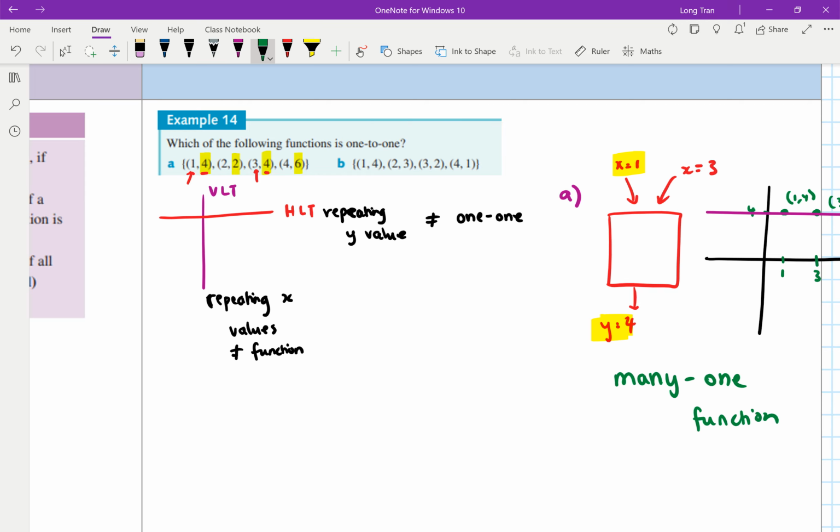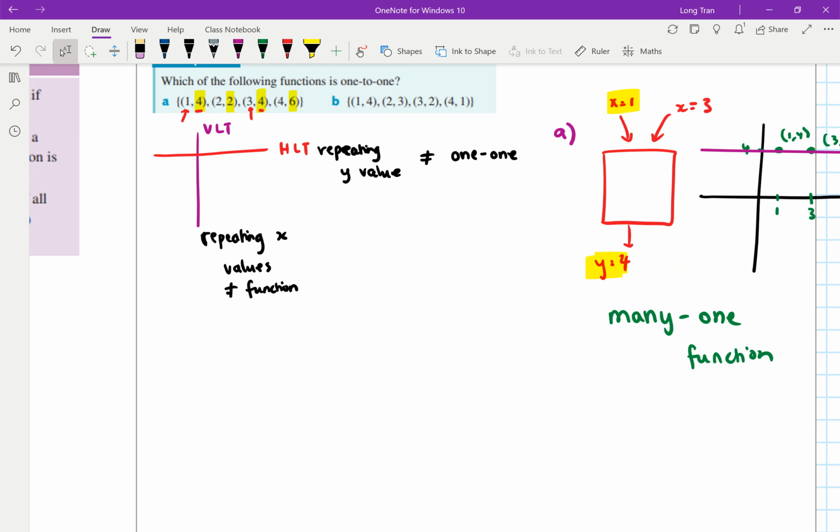Okay, and then I look at B. Let's do B. I look again, first thing we got to see if it's a function. So any repeating x values, 1, 2, 3, 4, no, so it's a function. And then any repeating y values, so it's got 4, 3, 2, 1, no. So this is a one-to-one. So yes, B is one-to-one. Okay.